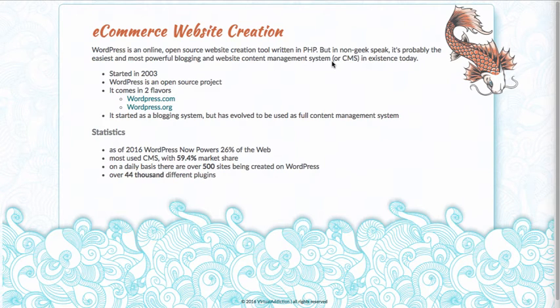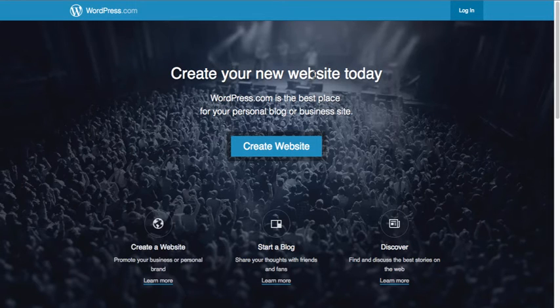WordPress does come in two flavors. There's WordPress.com and WordPress.org. So WordPress.com is based on the original WordPress blogging software. If you go to WordPress.com, you can go ahead and create a website and start a blog. They will host it for you and you can just go ahead and use it. You won't be able to modify it quite as much if you use WordPress.com.